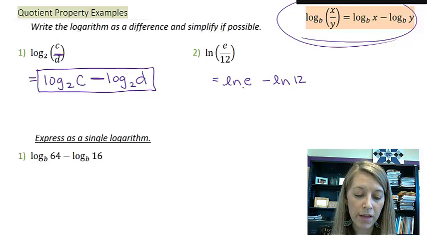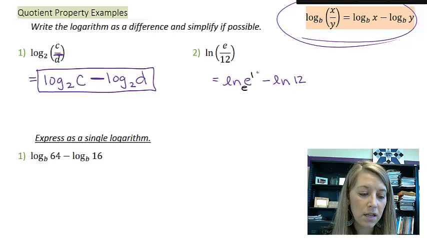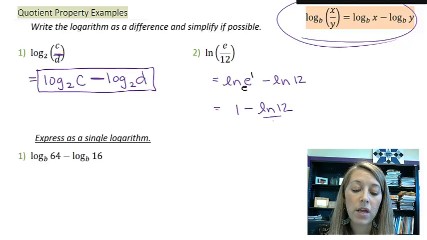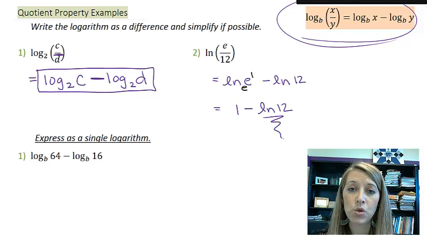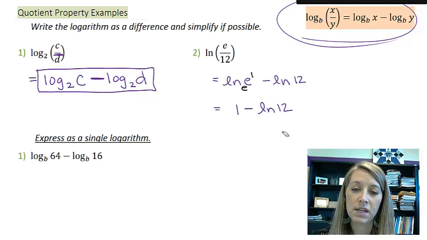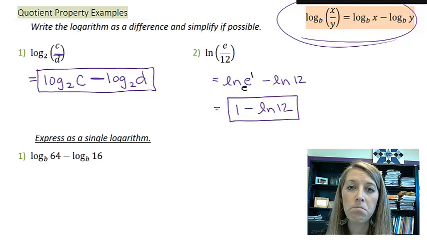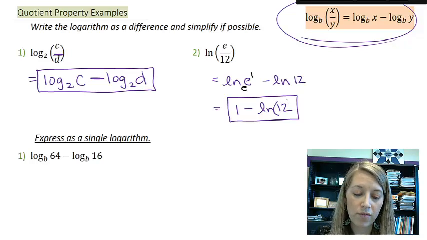And since we know that natural log is base e, then this first one simplifies just to be 1. Natural log base e of e all cancels out, leaves me with the exponent of 1, and so that leaves me with 1 minus the natural log of 12. Now again, we can type in natural log of 12 into our calculator and get a very ugly decimal, but we don't like such things, and so we want to leave it in its exact format, and so the answer that we would hand in here is 1 minus the natural log of 12.